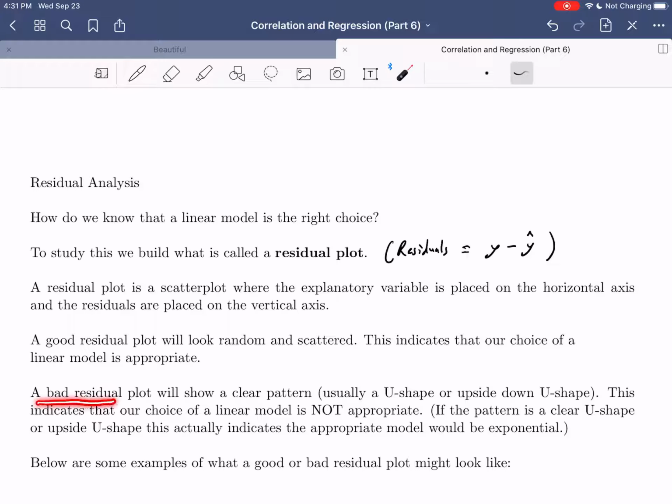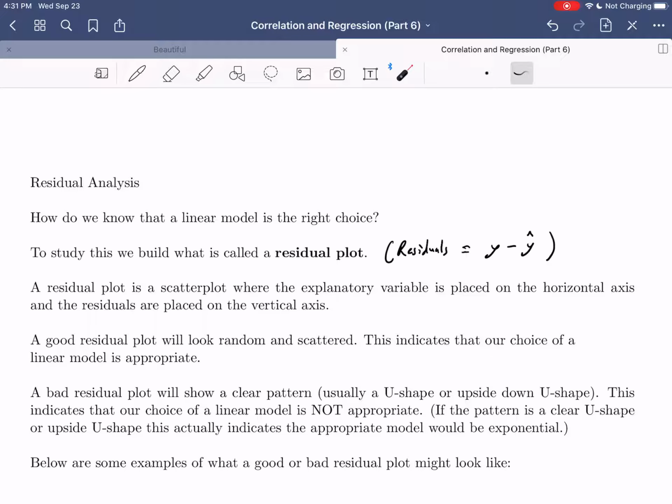A quote-unquote bad residual plot is going to show a clear pattern. Usually that pattern is going to be like a U-shape or an upside-down U-shape. This indicates that our choice of a linear model is not appropriate. In other words, if you see a pattern to the errors, this indicates that the errors aren't just coming from only being able to estimate what's going on. This means that there's something fundamental that we missed in the data, because the errors are showing a particular pattern.